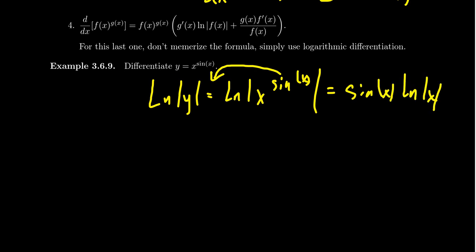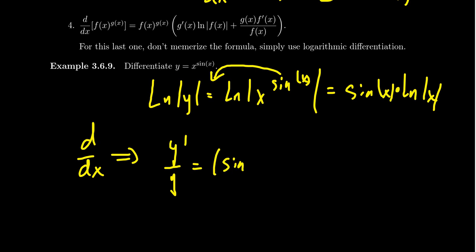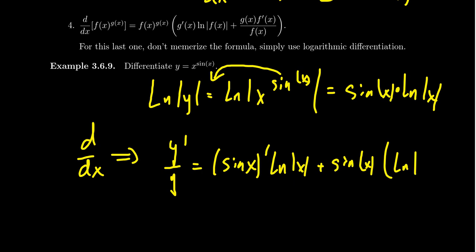Now take the derivative of both sides. So take the derivative with respect to x on both sides. Well, by the chain rule, when you take the derivative of the natural log of y, you're going to end up with a y prime over y. On the right-hand side, we're going to have a product of two things. So use the product rule. We're going to take the derivative of sine times the natural log of the absolute value of x. And then you're going to add to that sine of x times the derivative of the natural log of the absolute value of x right there.